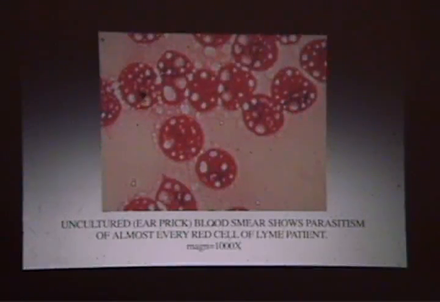The first time I saw this was in blood from Sweden, and I reported that this patient who had received blood and smears on, we saw the Lyme organism. We could identify it.